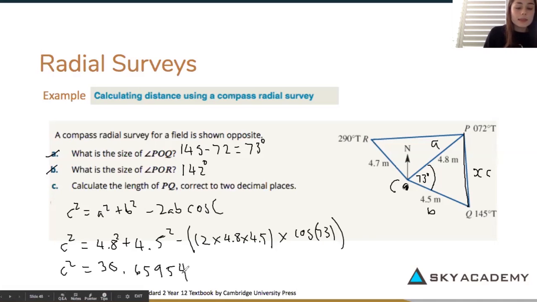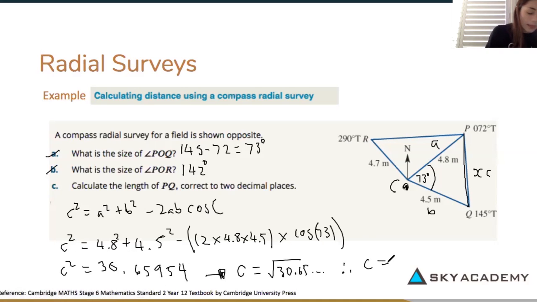That equals 30.65954. Then I'm going to square root that to get rid of the square, so C equals the square root of 30.65954. Therefore C equals 5.54 to 2 decimal places. It was 5.53, but I just rounded up to 5.54 to 2 decimal places. And that's how you do compass radial surveys using trigonometry, such as the cosine rule.